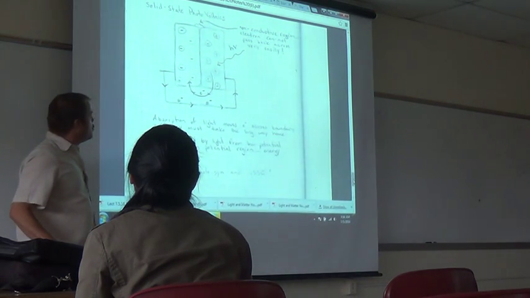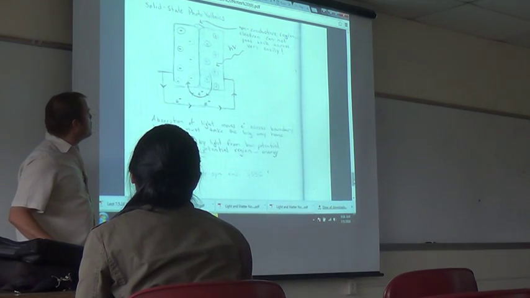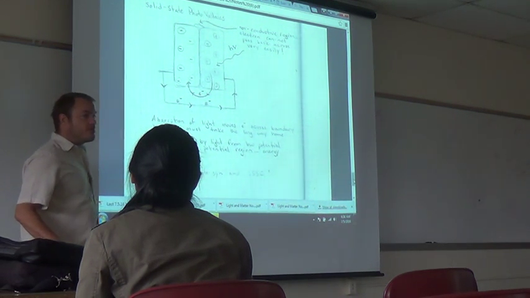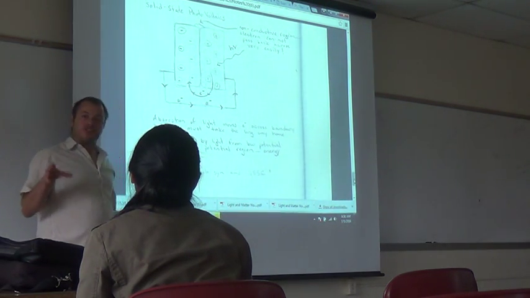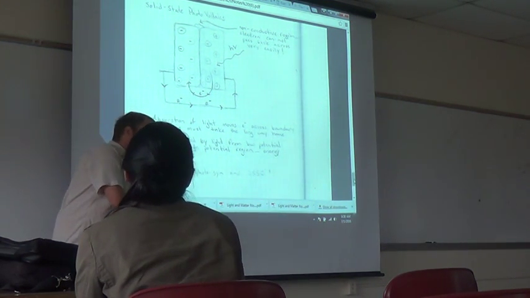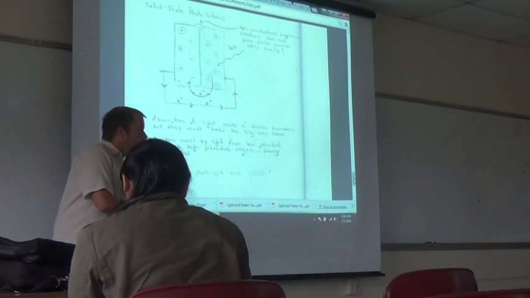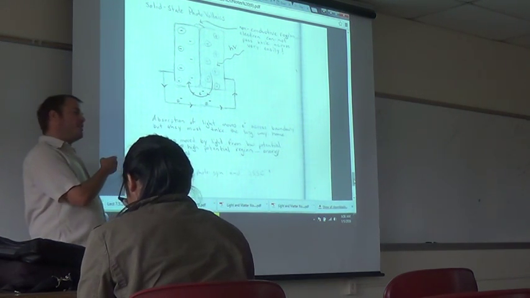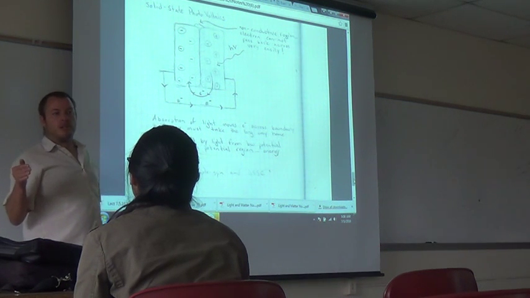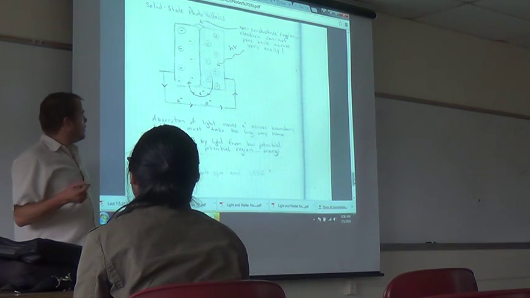So PN junctions used in solid-state photovoltaics, used in light-emitting diodes, simply provide low energy and high energy positions for the electrons to exist at. And in the light-emitting diode, the electrons go from high energy to low energy. In the solid-state photovoltaics, the photon gets absorbed and promotes the electron from low energy to high energy.